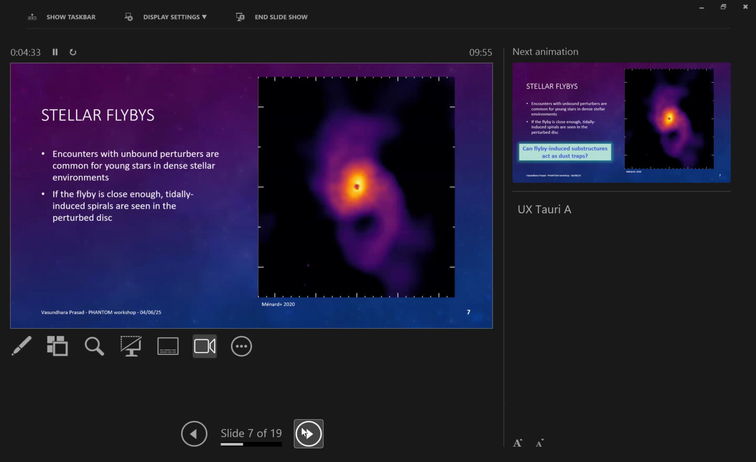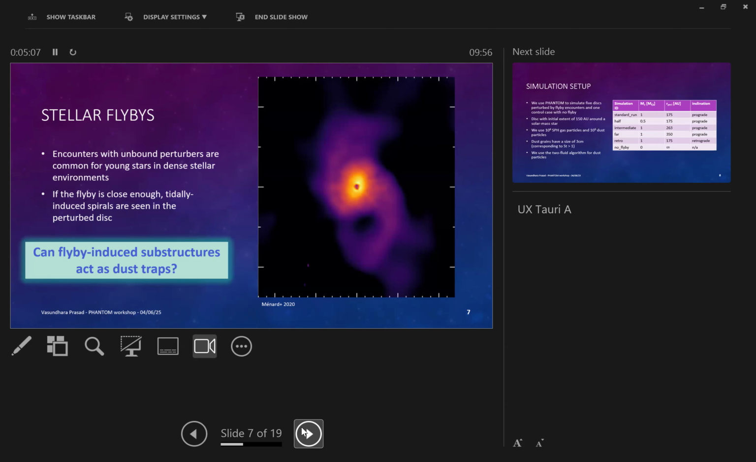And we think that encounters with unbound perturbers should be fairly common for young stars and dense stellar environments. There's a range of estimates in the literature, but just as a rule of thumb, for encounters within 1,000 AU, we might expect up to 50% of stars in young stellar clusters to have at least one of those encounters. And if the flyby is close enough, we can induce these tidally induced spirals in the perturbed disk. And so we've got evidence that flybys can produce these substructures in young disks. So the key question that I focused on in this work is, can the flyby-induced substructures act as dust traps? Can they concentrate dust to high enough dust to gas ratios to induce the streaming instability?